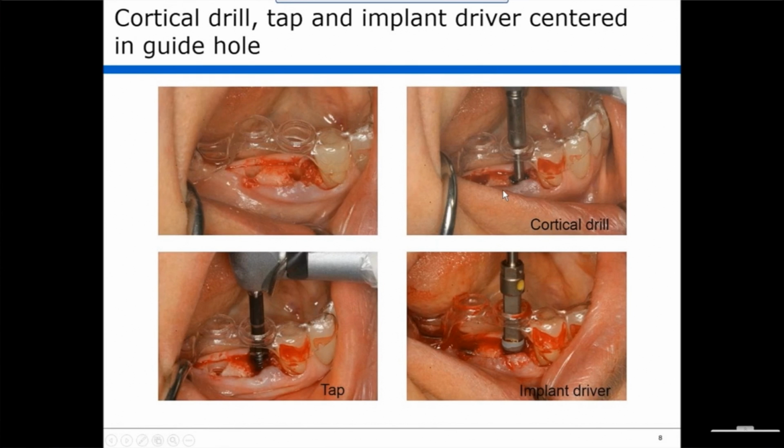I personally feel that guided surgery has become synonymous with flapless surgery, and I think that's wrong, since I like to flap the majority of my cases. And I have a whole series of technical reasons for wanting to do that.